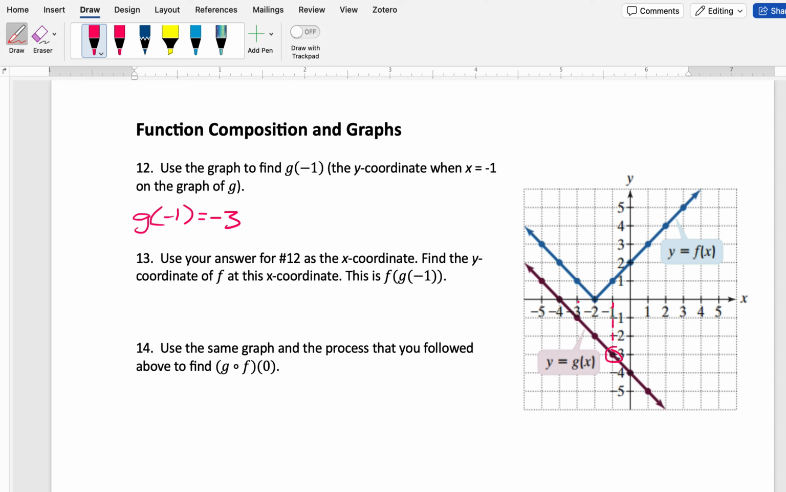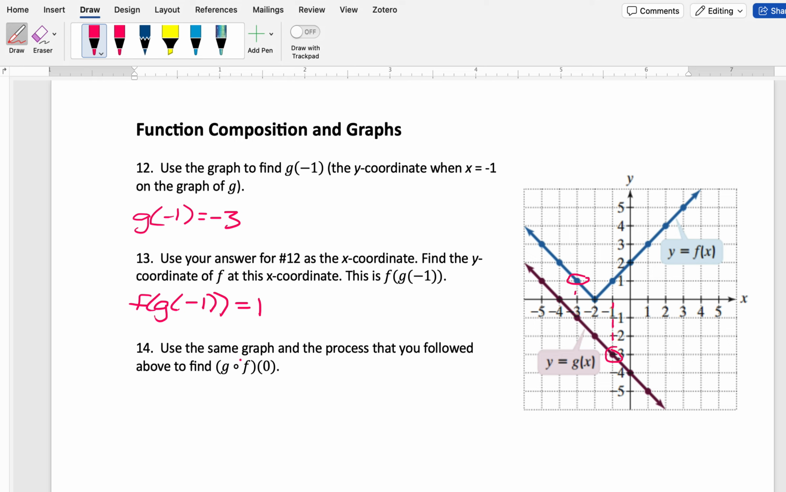-3 on the x-axis is right here. And then we find the y-coordinate of the f function, which is the blue function. That's this point right here. And going across, the y-coordinate there is +1. So f of g of -1 equals 1.